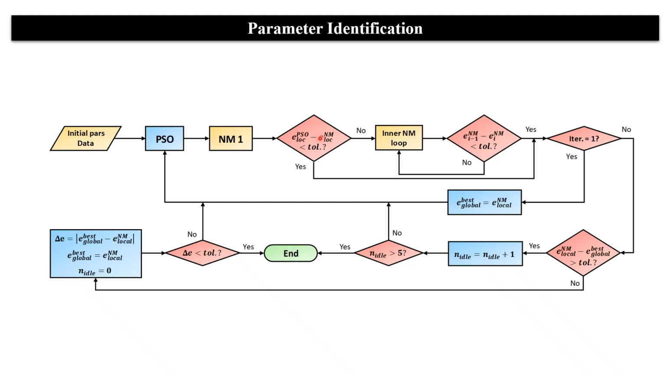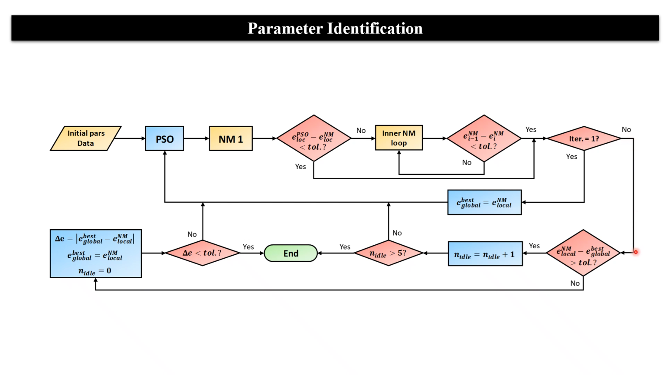If the improvement is not significant, then we continue. If the iteration is larger than the first iteration and the improvement is good enough, we can skip the inner Nelder-Mead loop, and if the iteration is larger than 1, we can continue.